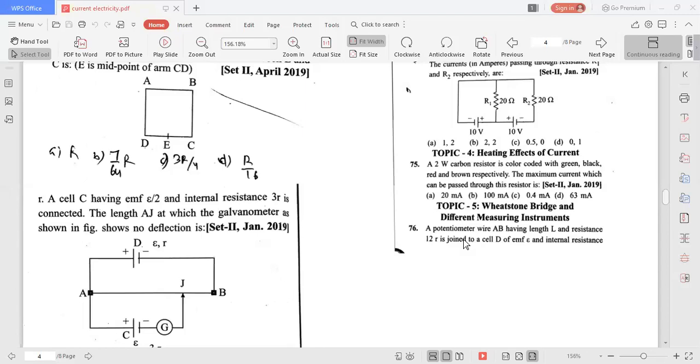A cell C having EMF E by 2 and internal resistance 3r is connected. Find the length AJ at which the galvanometer shown in the figure shows no deflection. Okay, this is the problem given. So all of you look at the board now.